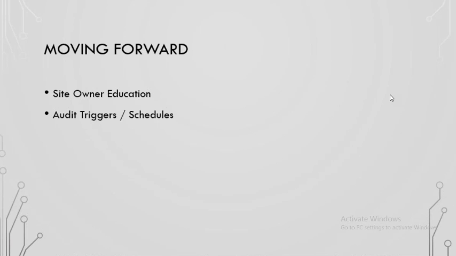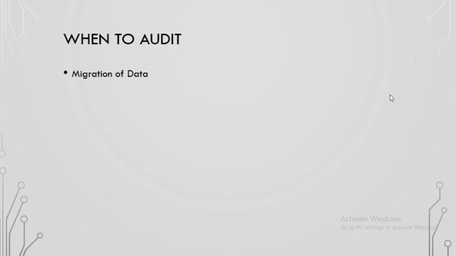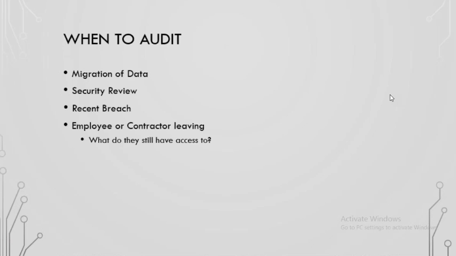Auditing triggers and schedules. Make sure you have audit triggers, right? When should you audit? Should you audit maybe once a year, or when somebody leaves, etc.? And have those schedules, right? When to audit, maybe you did a migration of data from one place to another. It's worth auditing the security on that. Maybe you have a security review. Maybe you have a recent breach. You need to audit your permissions.